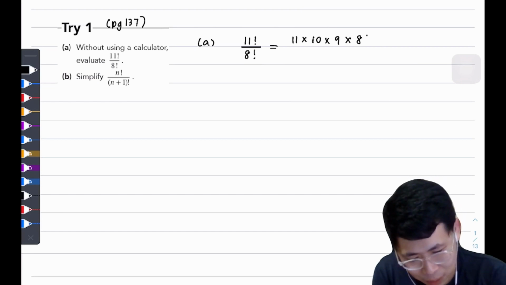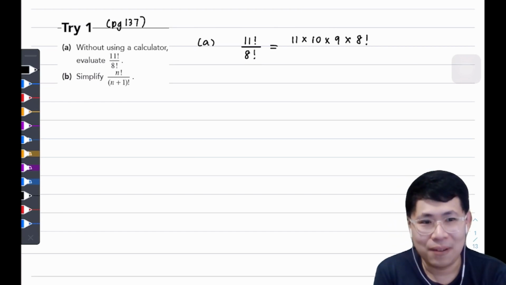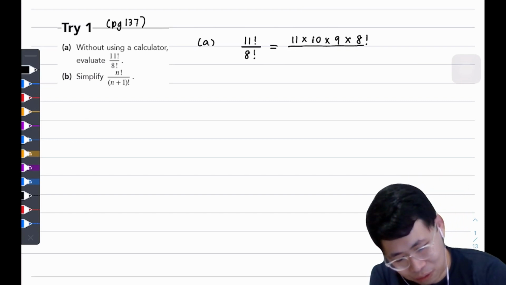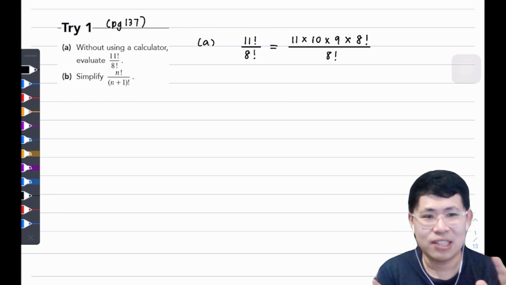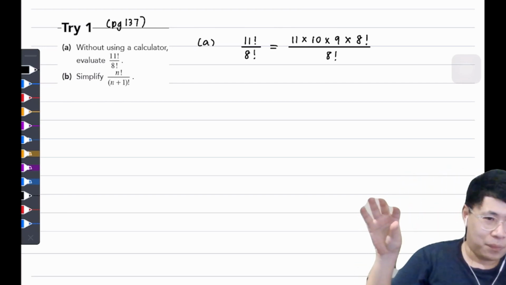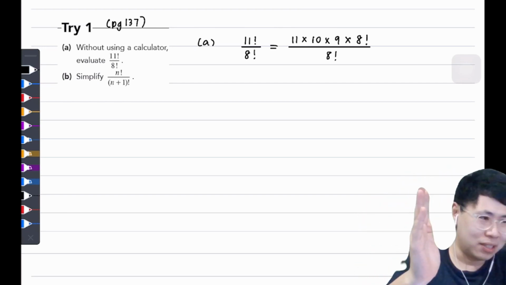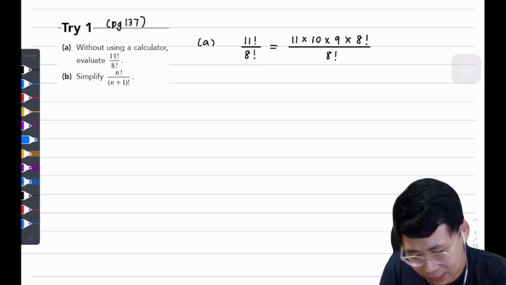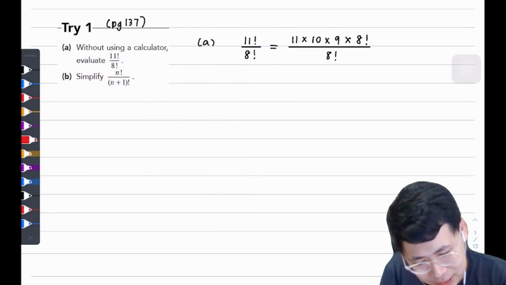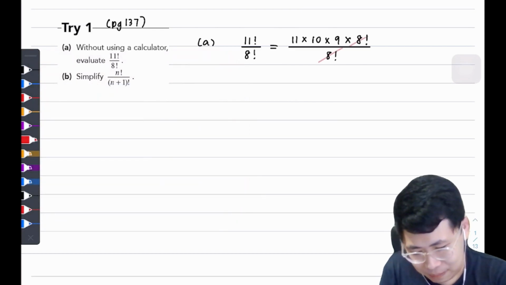So technically I can just stop at 8 and put the factorial there. Okay, so I don't need to write out everything, right? The factorial notation is wonderful in the sense that we don't have to write everything out. It's understood that from 8 factorial onwards it's going to be the same thing. So what I have in the end is just a cancellation of these 8 factorials over here.